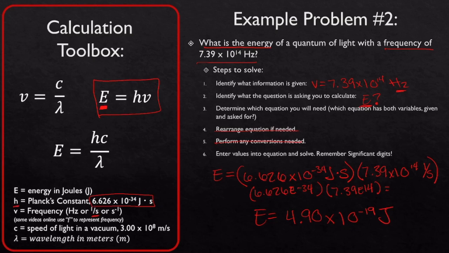And then again, we want to pay attention to our significant digits. So I'm going to look at those coefficients. I have 3 significant digits here, and I have 4 here. So my final answer should have 3 sig figs. So there we go, I got my 3 right there. So this is my final answer.